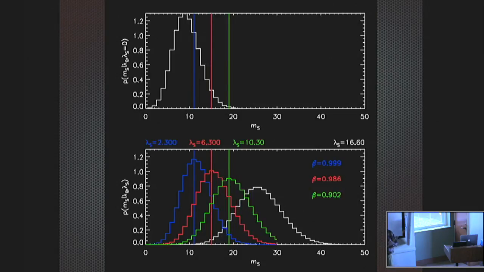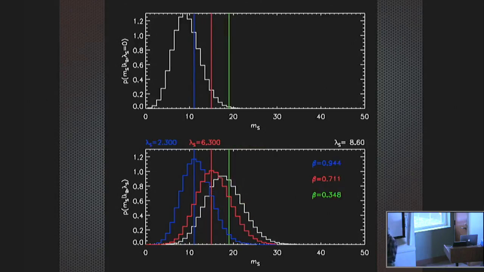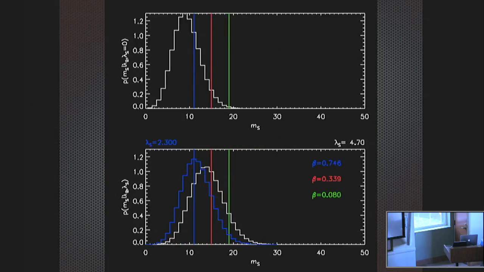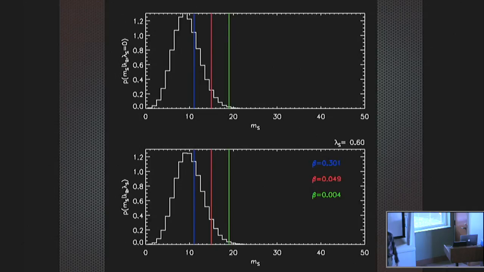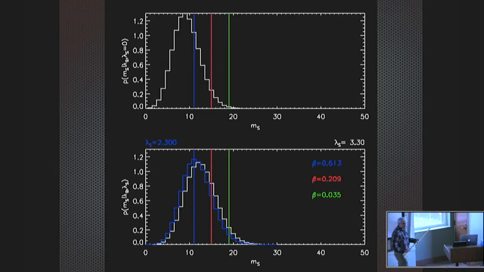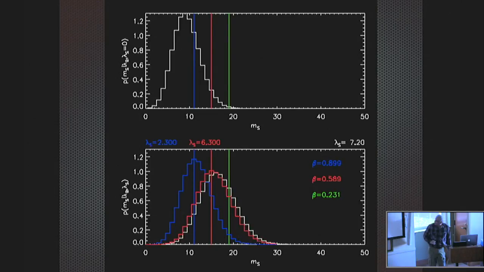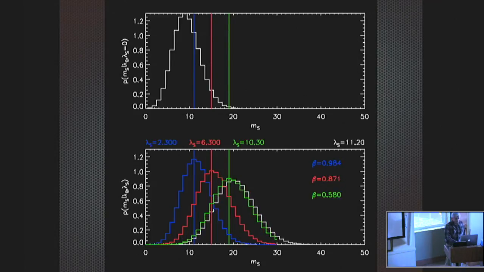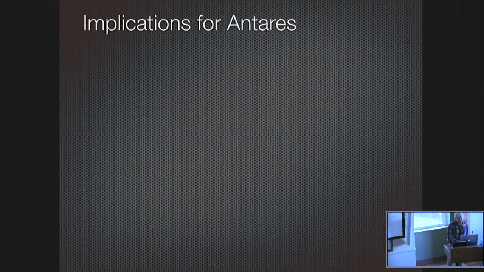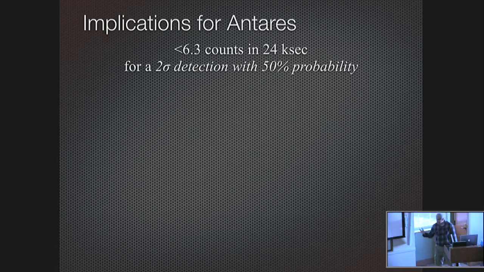That is, you got a chance of detecting it half the time at 2 sigma, when the true intensity is 6.3. So that's basically 6.3 counts in 24 kiloseconds. So let's see what that means.